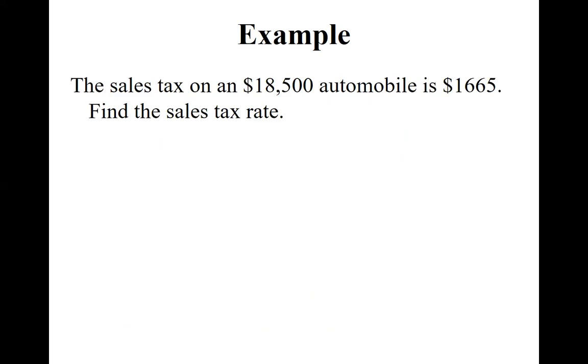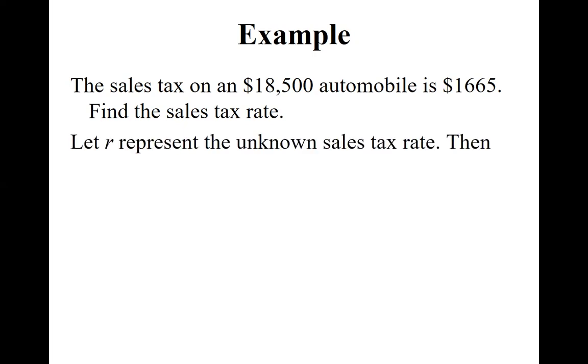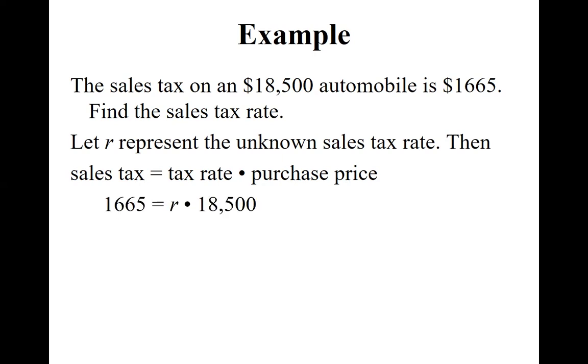In the last example, we were given a sales tax rate and we found the tax. In this problem, we're given the tax and we want to find the tax rate. So the sales tax on an $18,500 automobile is $1,665. We want to find the unknown sales tax rate. We'll call that R. We know that sales tax equals tax rate times purchase price. The sales tax in this example is $18,500. Sorry, the purchase price in this problem is $18,500. The sales tax is $1,665. R is our unknown tax rate.